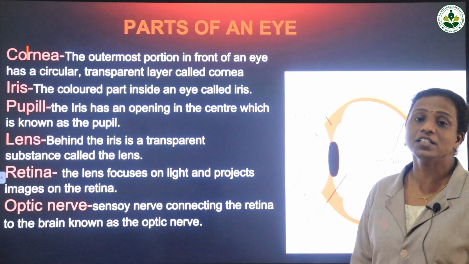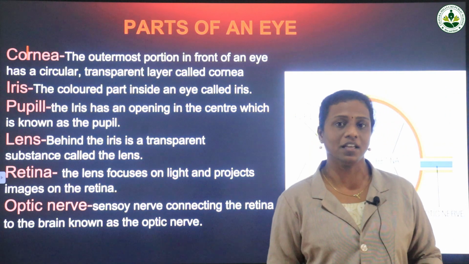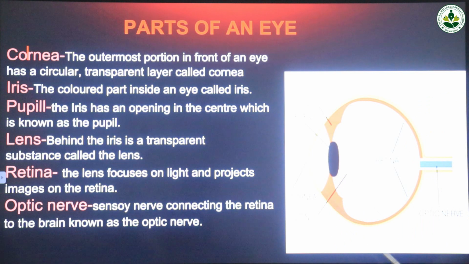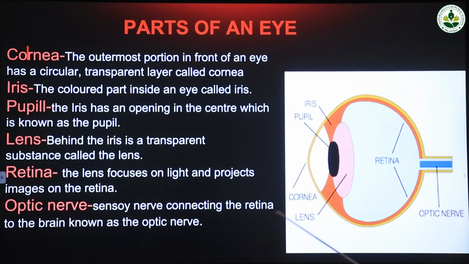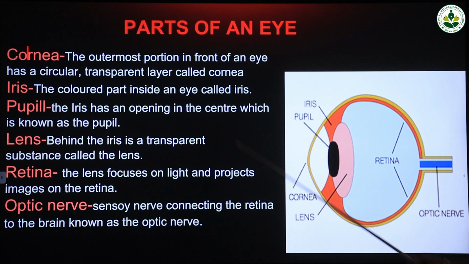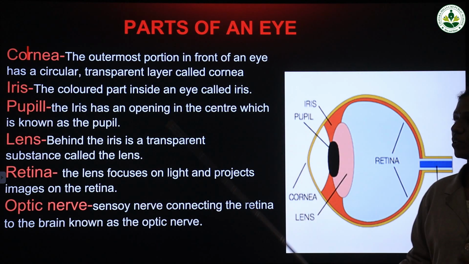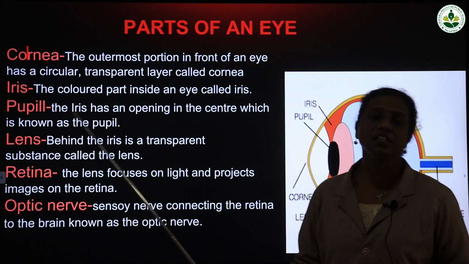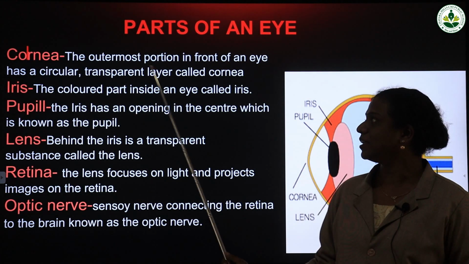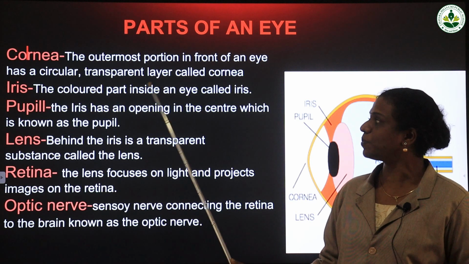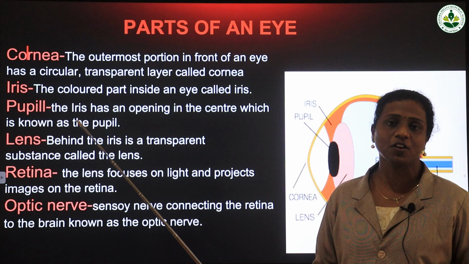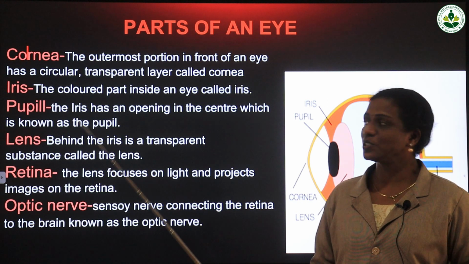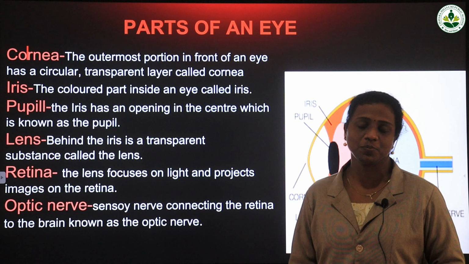Now we can check in detail the parts of an eye. You can see one picture here. In the picture, different parts of the eye are labeled. First one is the cornea. The outermost portion in front of an eye is known as cornea. What are the specialities of cornea? It is circular in shape and it is a transparent layer.